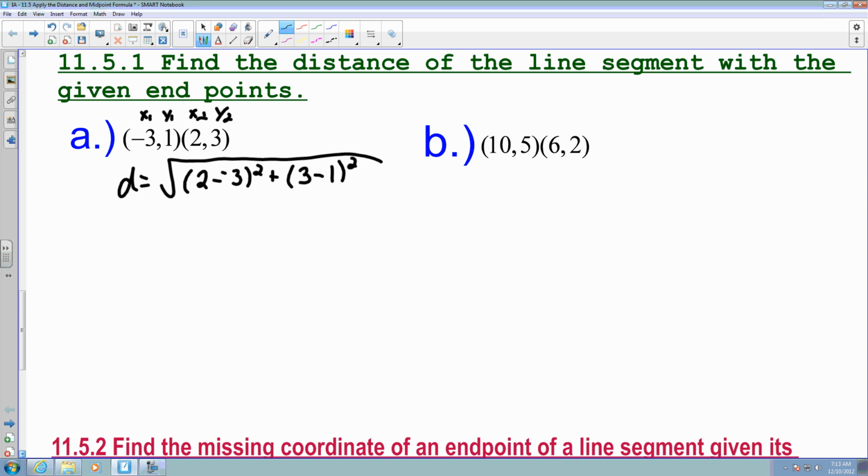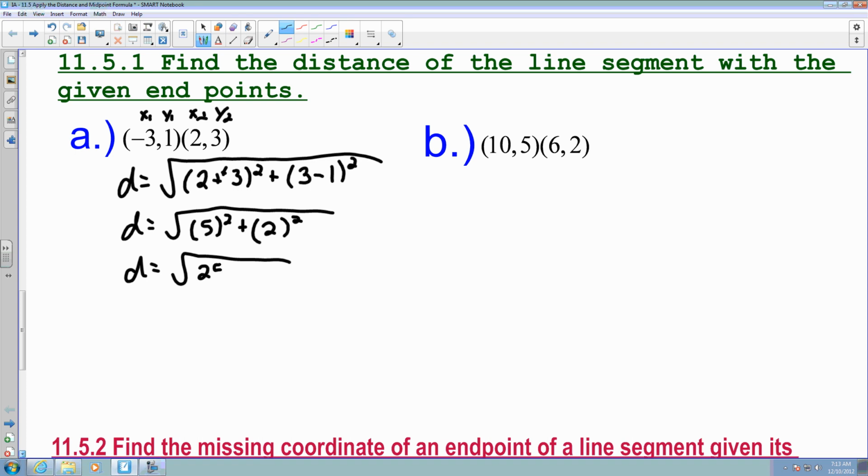So now we have d equals the square root of, this is plus plus, this is 5 squared plus 2 squared. And 5 squared ends up being 25. And 2 squared ends up equaling 4. And d ends up equaling the square root of 29. If you wanted to simplify it, it's something like 5.39 units.